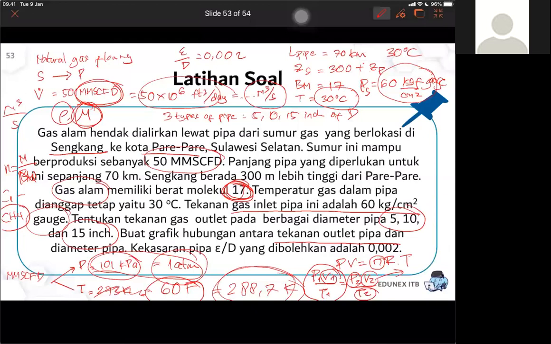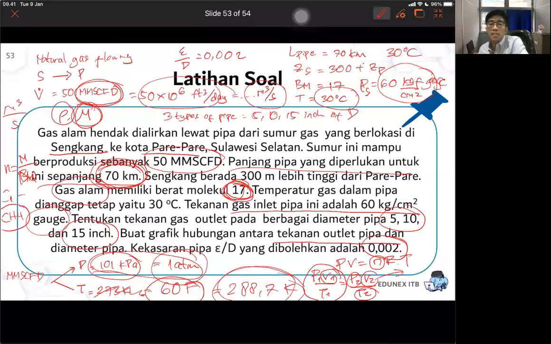Sir, another question. For the 5, 10, and 15 inches, the length isn't given, sir. So there is no specific value of length for 15, 10, and 5? Yes, you can calculate. The length is 70 kilometers, right? 70 for each? Yes, because the distance is 70 kilometers. So for each diameter, the length is the same, 70 kilometers, and the flow rate is also the same. So only the diameter is changing. Okay, sir.